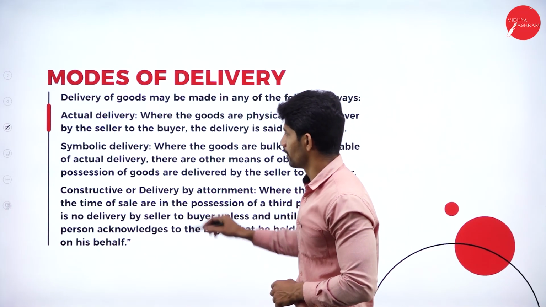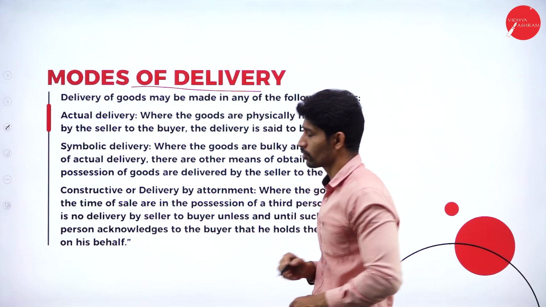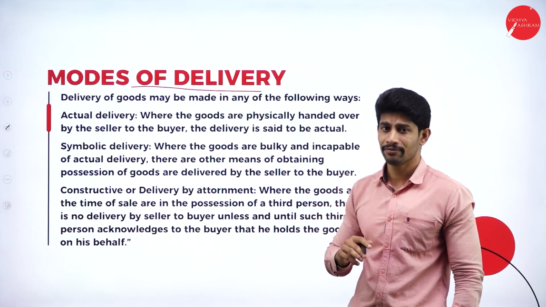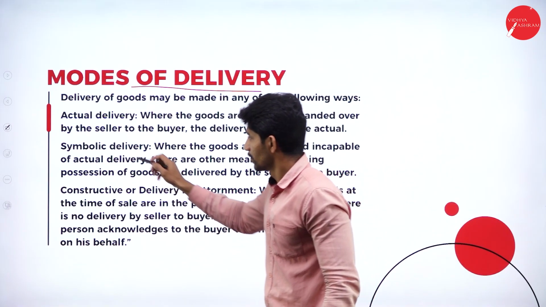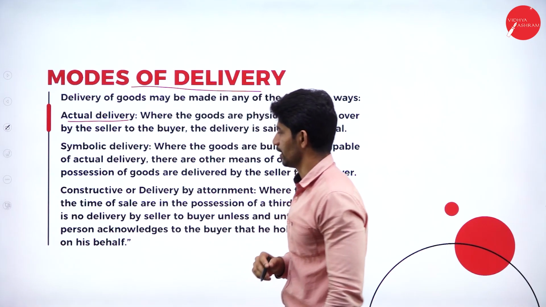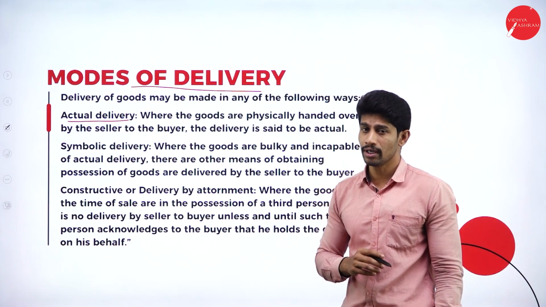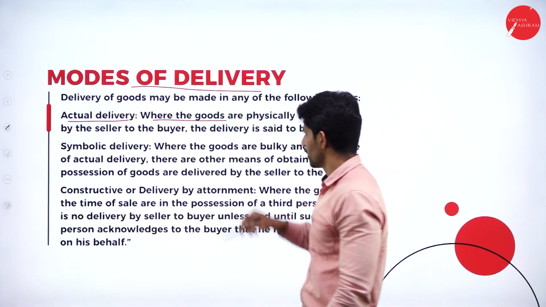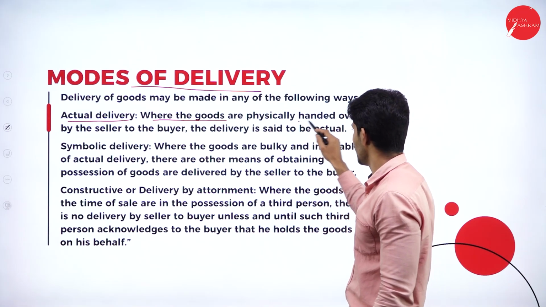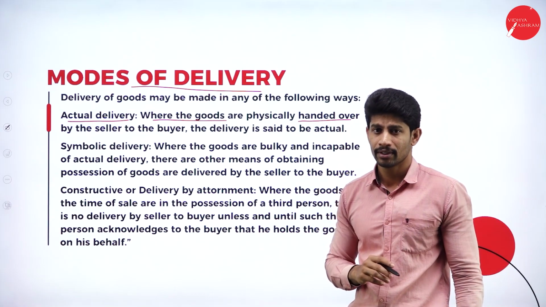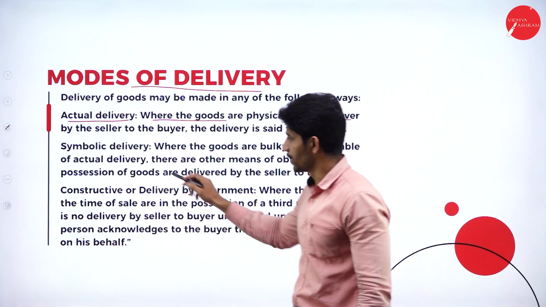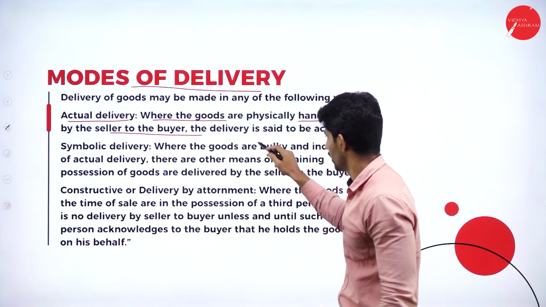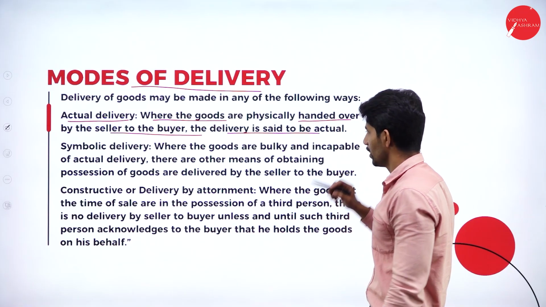Next, modes of delivery. So we have different modes of delivery. The first one is actual delivery. So what is this actual delivery? Actual delivery is where the goods are physically handed over by the seller to the buyer. Then the delivery is said to be actual.